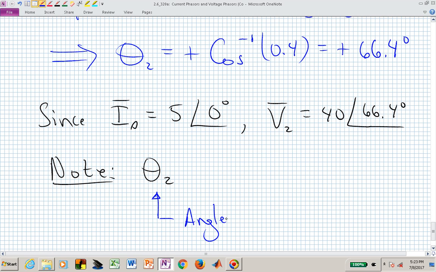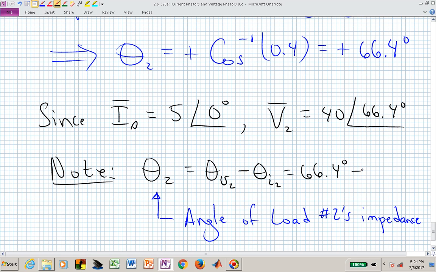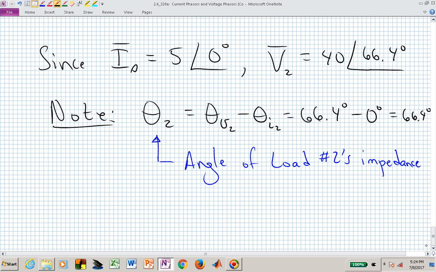really that's the angle of load number 2's impedance, that's now equal to theta V sub 2 minus theta I sub 2, and that's now 66.4 degrees minus 0 degrees, or we really knew what theta sub 2 was, and that allows us then to conclude that theta V sub 2 is actually 66.4 degrees. So now we have V sub 2.